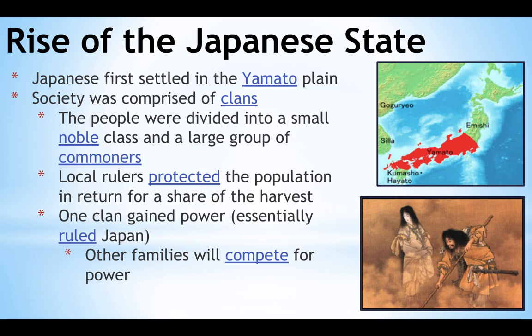So this is kind of like feudalism, which we'll talk about when we get into the Middle Ages in Europe, where basically the king owns all the land and he promises to protect the lower classes in exchange for money or food. Okay, so one clan gained power, and they basically ruled Japan, and other families continued to compete for power. But as one clan gains that power, those other clans, like I said, don't necessarily like to be ruled, so they're going to continue to fight.